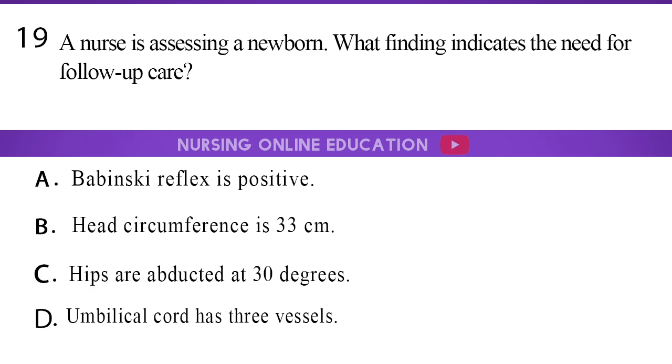A. Babinski reflex is positive. B. Head circumference is 33 centimeters. C. Hips are abducted at 30 degrees. D. Umbilical cord has 3 vessels.